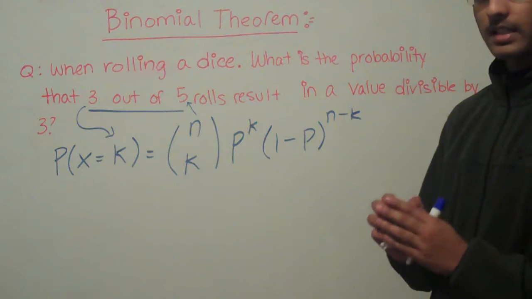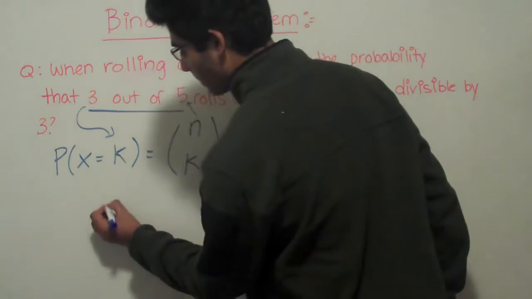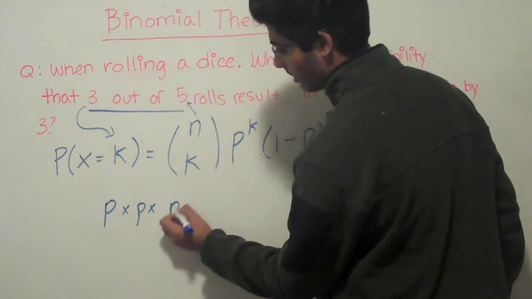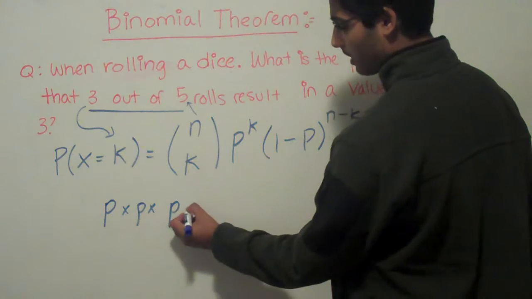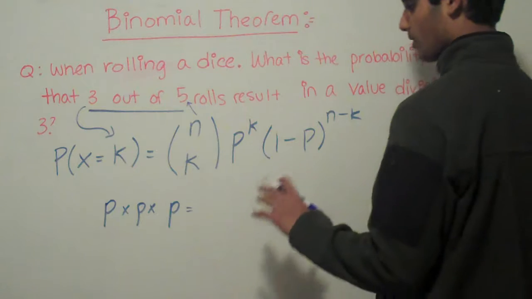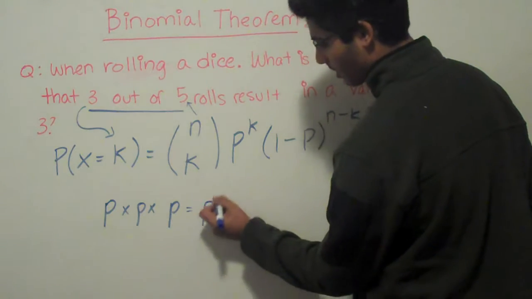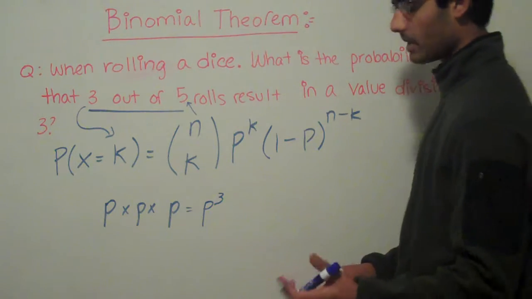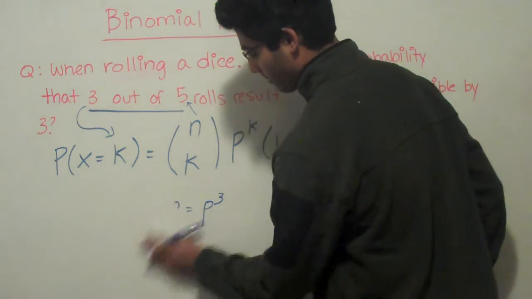So to find the probability that you have this many successes, you have to do p times p times p, k number of times. Let's say k was 3 in this case, this would just become p to the 3rd power. So the rule applies that you're multiplying p with itself k times, so you get p to the kth power.